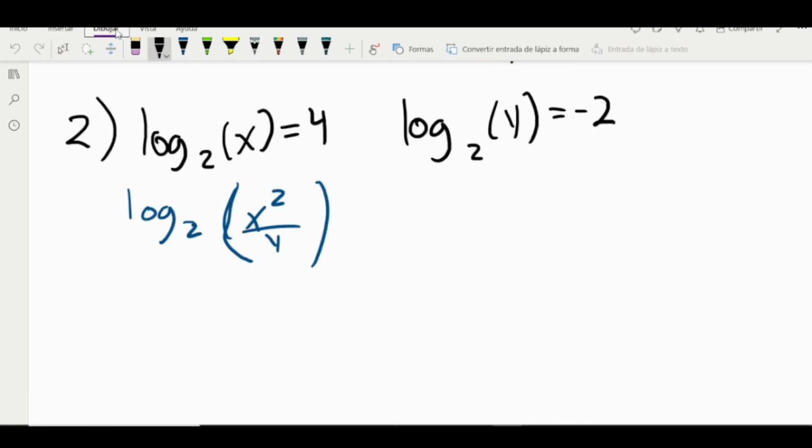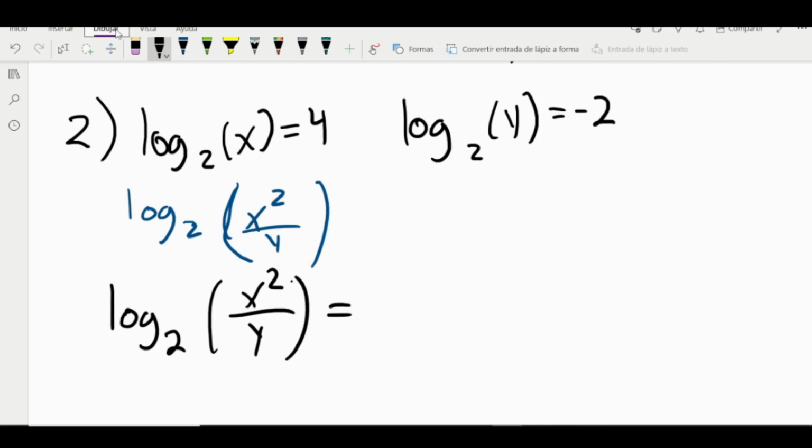Here the situation is this one. Now we have the logarithm base 2 of x equals 4, and the logarithm base 2 of y equals minus 2. We need to solve this logarithm. So the same situation: we have logarithm base 2. Remember, we have a division, so if we apply this property, a division is a subtraction. So logarithm base 2 of x squared minus logarithm base 2 of y.